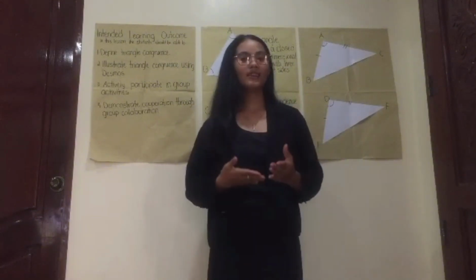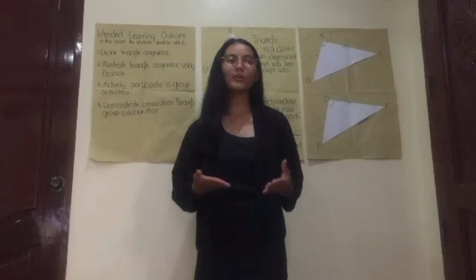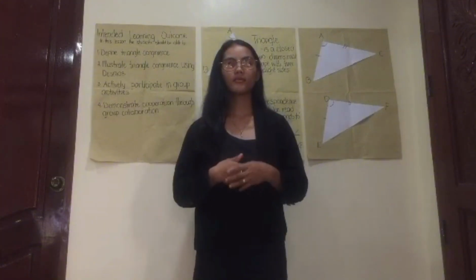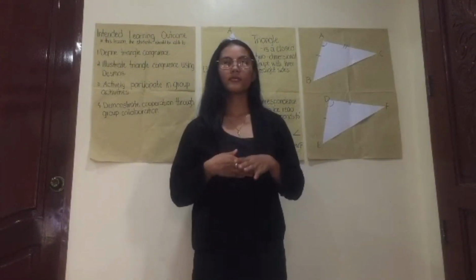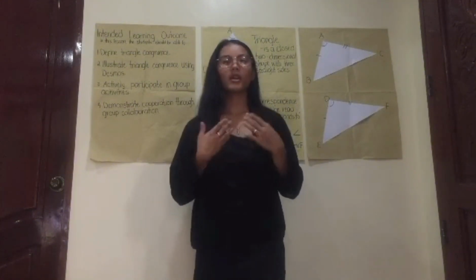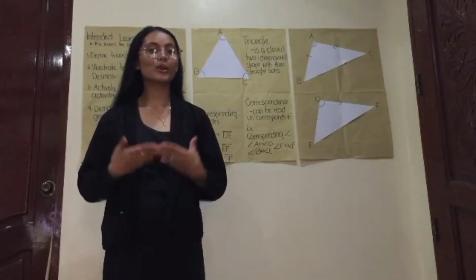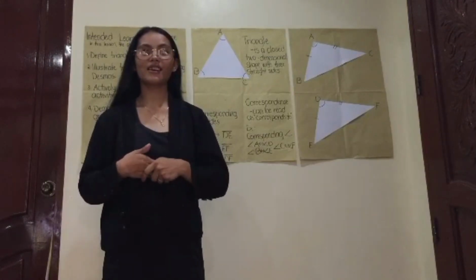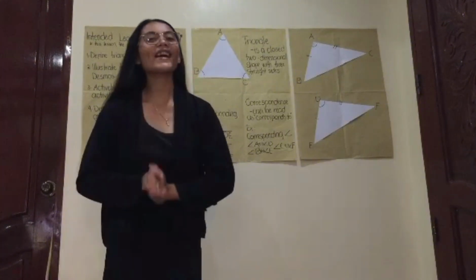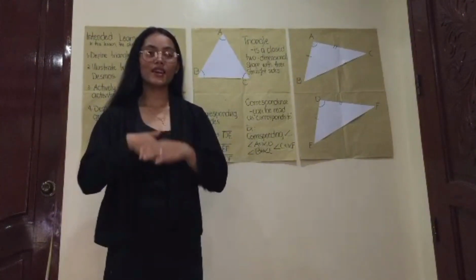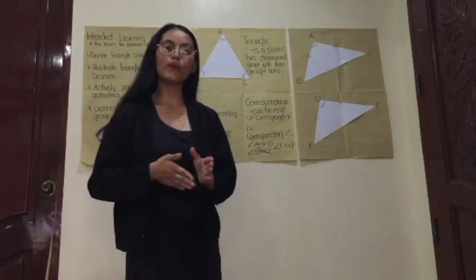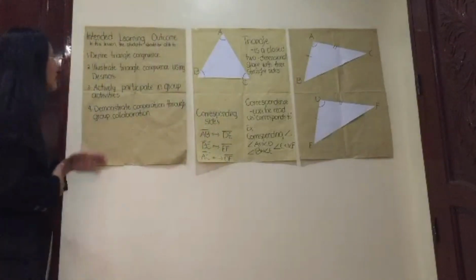Okay, already done? So now, based on our activity, how can you explain triangle congruence in your own words? Triangle congruence is two triangles whose angles and sides are in equal measure. Okay, very good. So, can you guess what will be our topic for today? Triangle congruence, ma'am. Okay, very good. So our topic for today is triangle congruence.